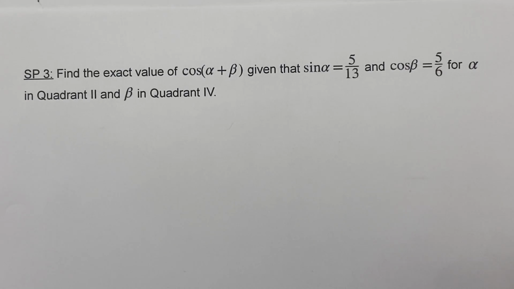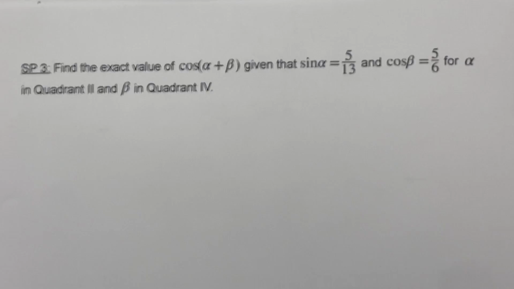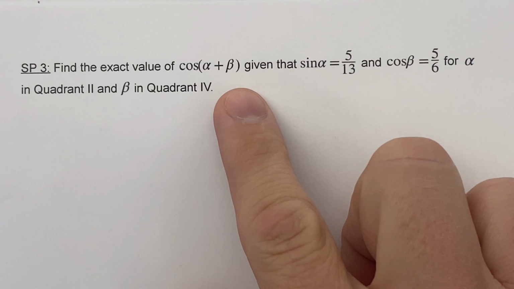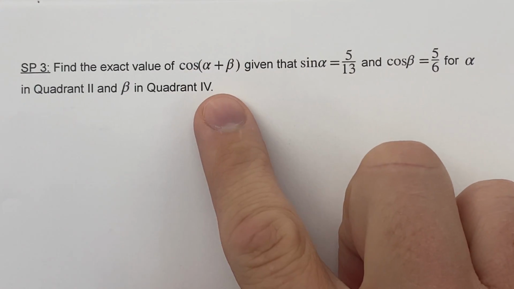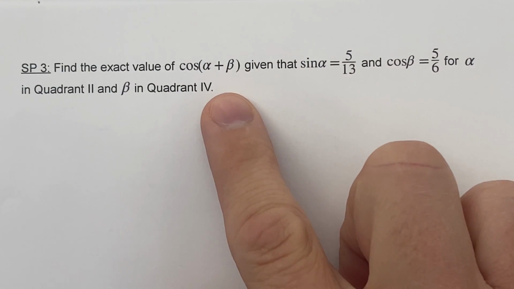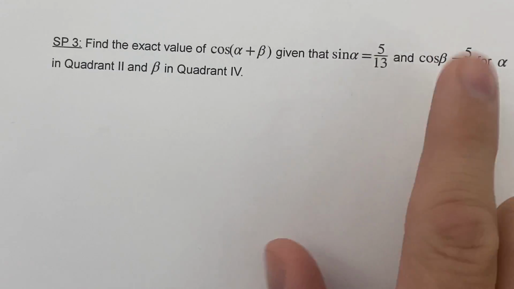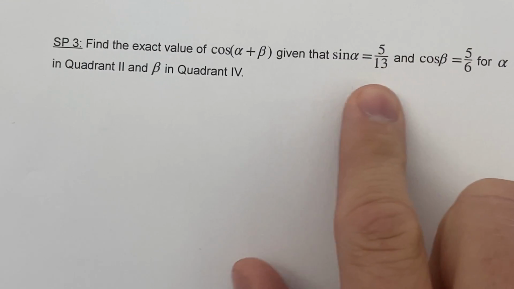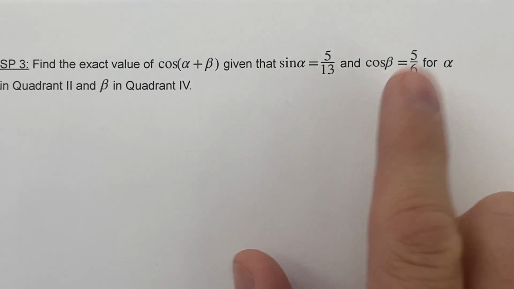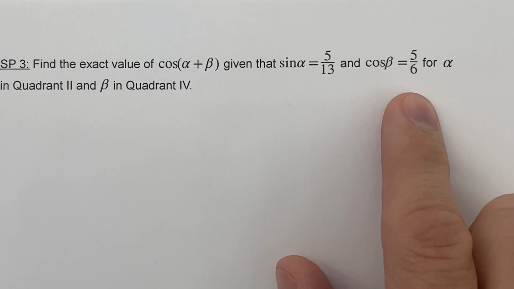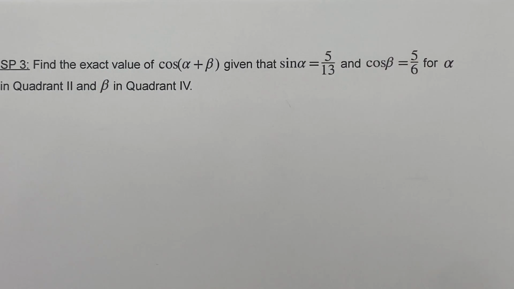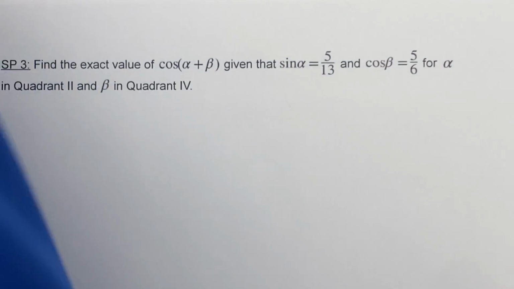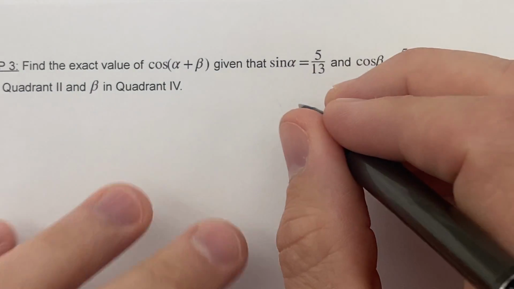Find the exact value. Number 3, find the exact value of cosine of alpha plus beta. Alpha and beta are just Greek letters that they use for angle measures again. We want to use different ones because, again, we got two different ratios here. Sine of alpha is going to be 5 over 13, and cosine of beta is going to be 5 over 6. And at first it's like, holy cow, one angle is hard enough, now they got two of them. This actually isn't too bad.